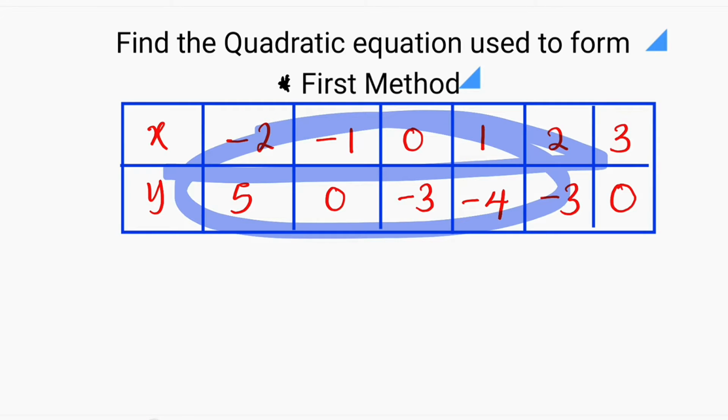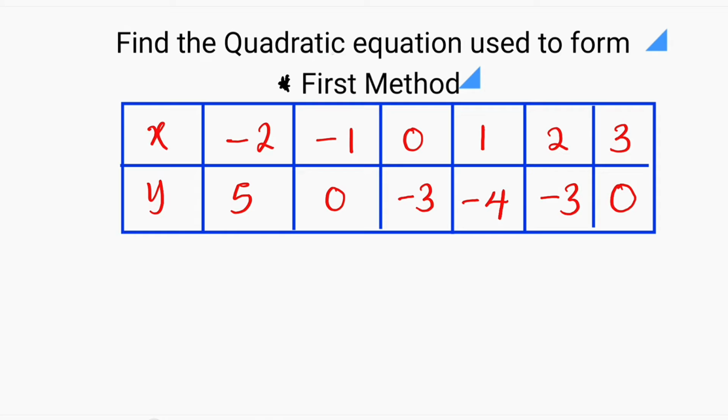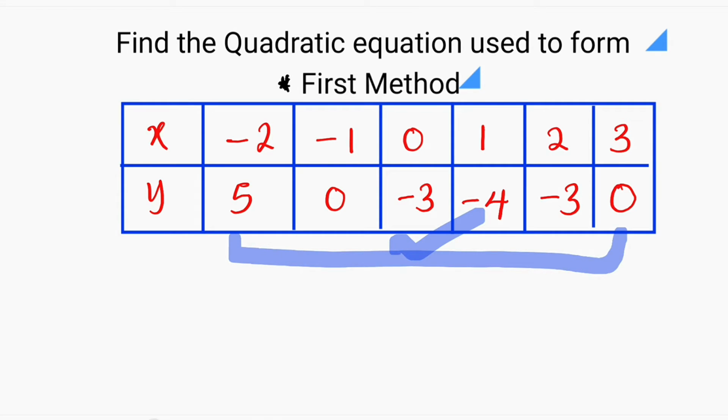And from the question, we are asked to find a quadratic equation used to form this table. So it means that this table is meant for a quadratic equation. If it is meant for a linear equation, by taking the first difference of these values of y, you're going to obtain a constant common difference. But if it is quadratic, you have to get to the second difference before you could obtain a constant common difference. So now what is that quadratic equation?